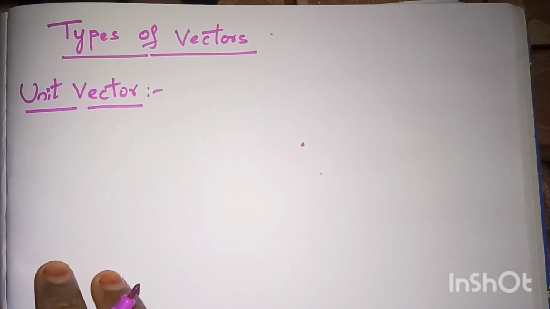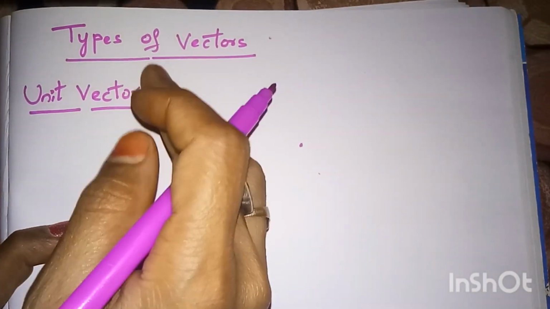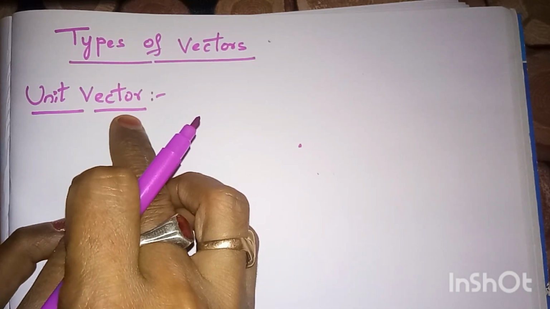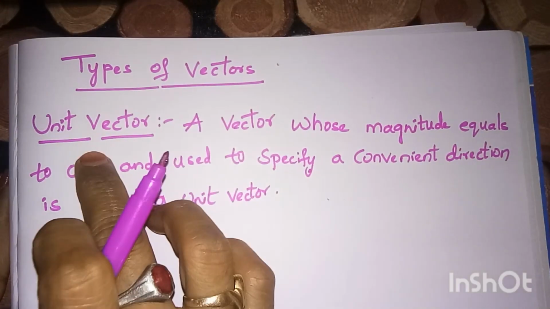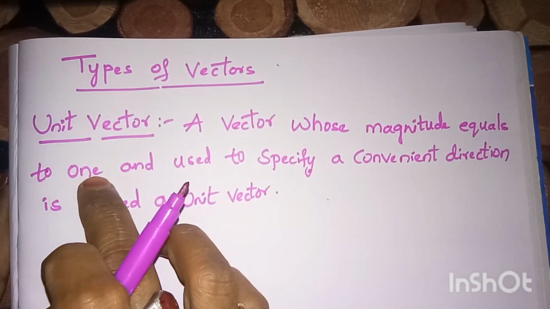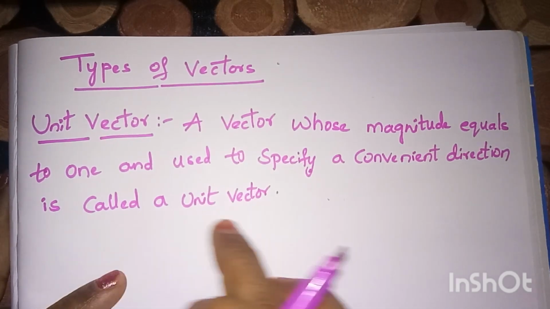In previous class we have discussed some types of vectors. There are some more types of vectors that we are going to discuss in this class. So another type of vector is unit vector. What is meant by unit vector? Unit vector means a vector whose magnitude is equal to 1 and is used to specify a convenient direction.